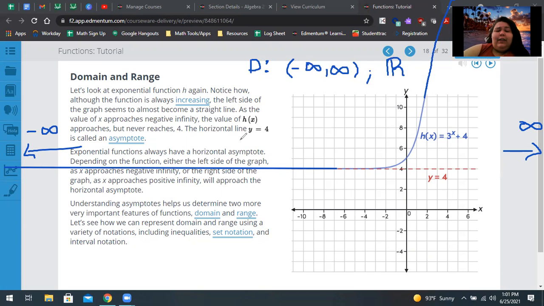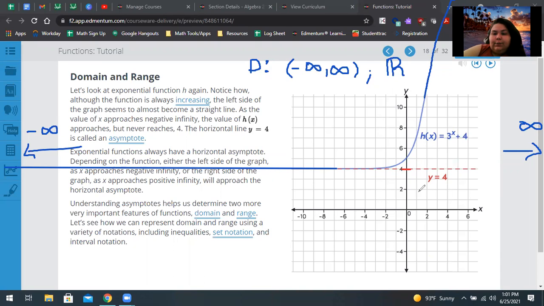Now, another thing to consider is the range. We talked about where it spreads out horizontally. Range is how it spreads out vertically. So for vertical, I'll do it in red. That asymptote is actually helping us out here. The lowest point, do you see?